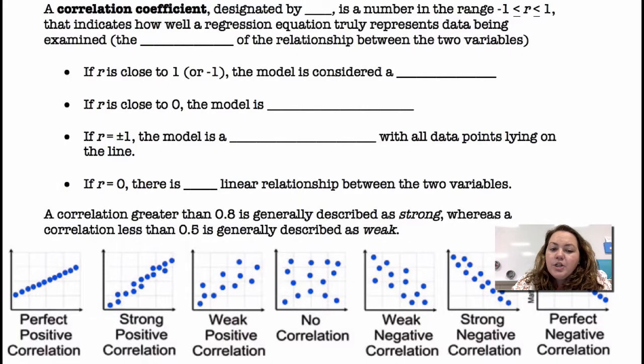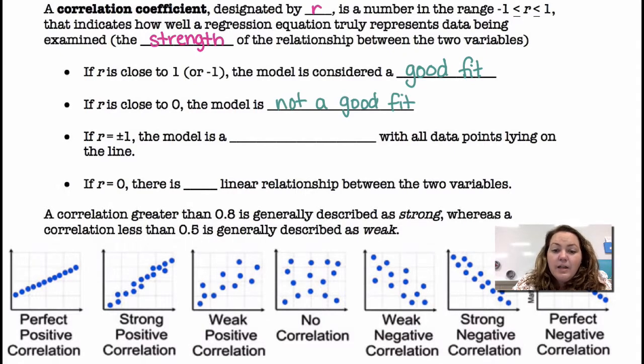Alright, so a correlation coefficient is designated by the letter r, lowercase r, and it is a number in the range from -1 to +1, inclusive, that indicates how well a regression equation truly represents the data being examined. The strength of the relationship between the two variables is really what it's telling you. If r is close to 1 or -1, the model is considered a good fit. If r is close to 0, the model is not a good fit.